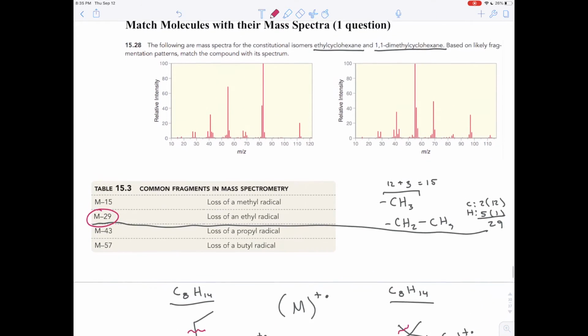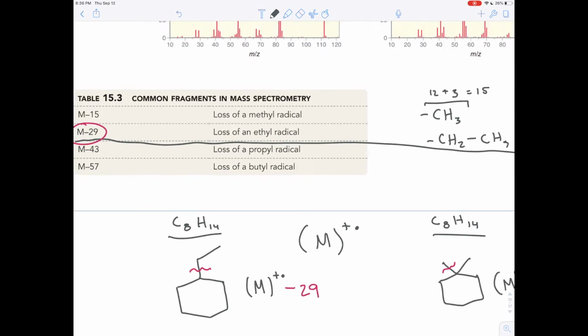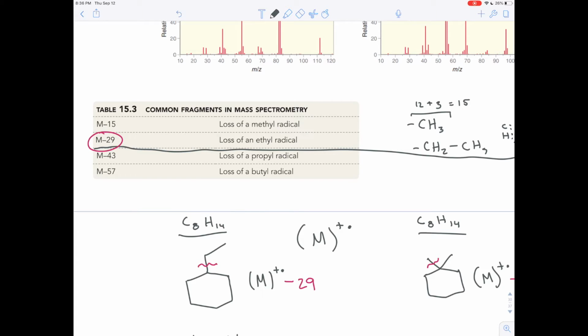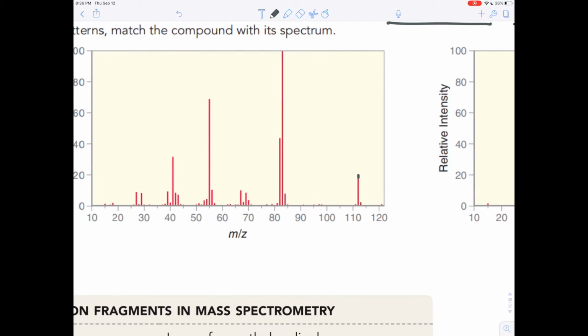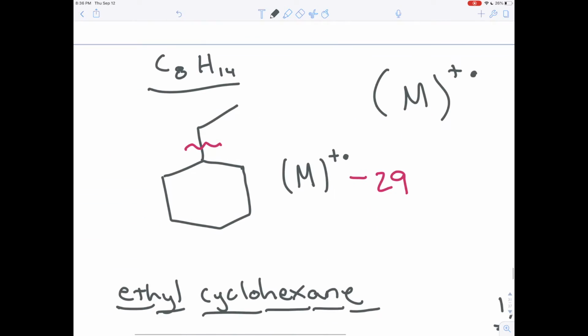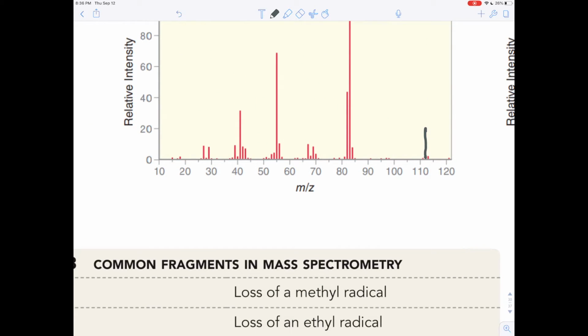So, if we take our molecular ion peak in this left spectrum as being the most significant peak at the far right of the spectrum, that peak at 112, and if you wanted to check that, you can figure out the molecular mass using these formulas. It should give you around 112. So you should have that molecular ion peak, and if it's ethyl cyclohexane, then we should have another peak that's 29 mass units lower than that.